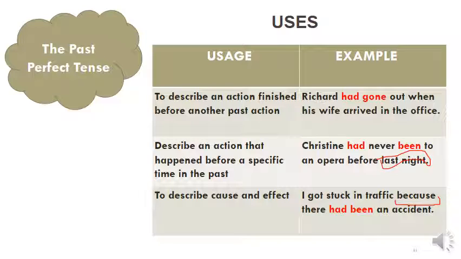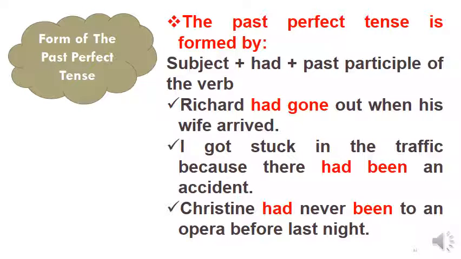So the three uses of the past perfect tense are to describe an action finished before another past action, to describe an action that happened before a specific time in the past, and to describe a cause-effect. Let's now move to the form of the past perfect. As you saw in the examples, they used had plus the past participle of the verb.